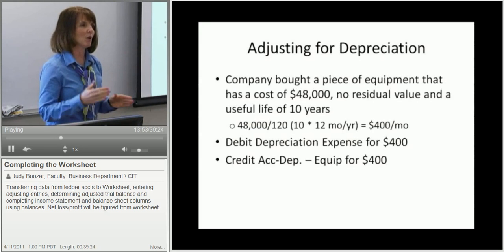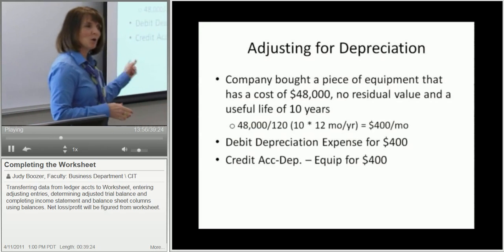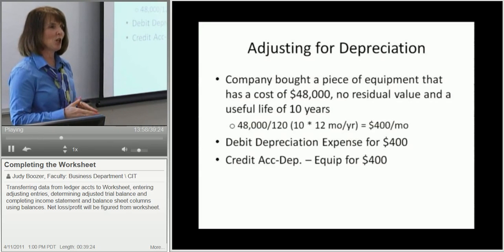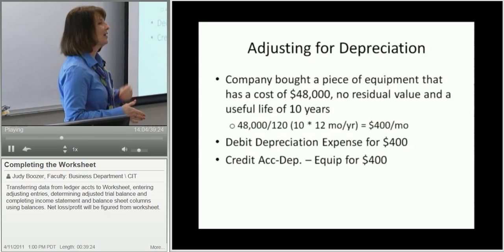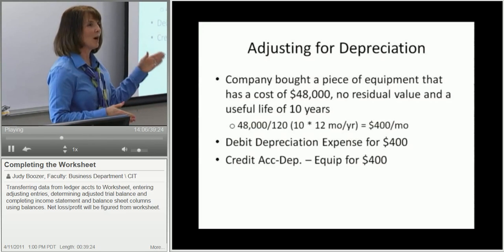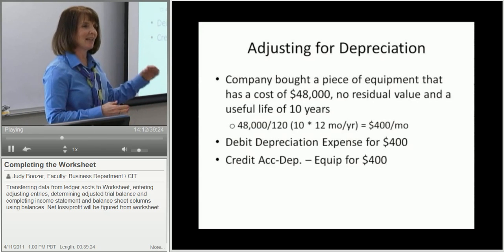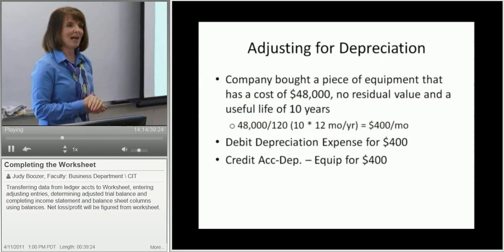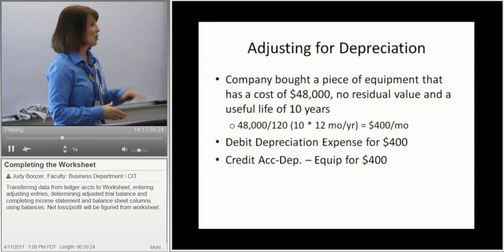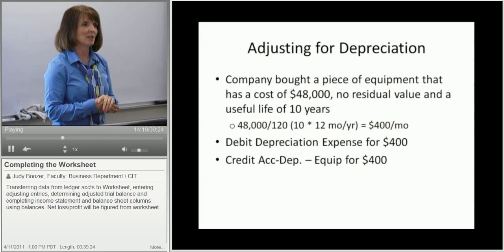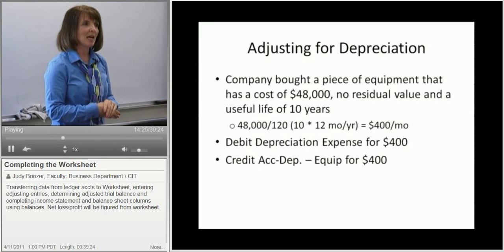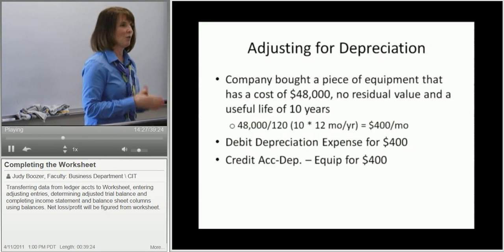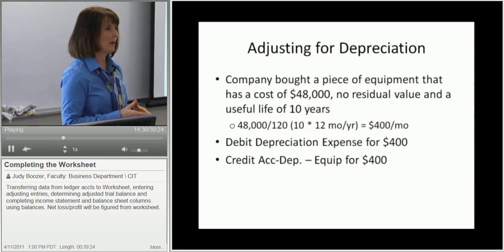Debits must equal credits. Now, first of all, let's do a quick review here then. Accumulated depreciation is what type of an account? A contra, specifically, a contra what? Contra asset account. It's the opposite of an asset account. So therefore, it has the opposite balance side, which is why we're crediting that account for this adjustment. So again, debiting the depreciation expense, crediting accumulated depreciation for that equipment for the same amount.